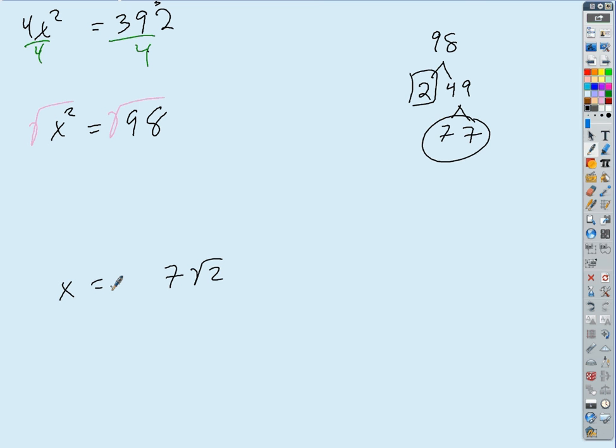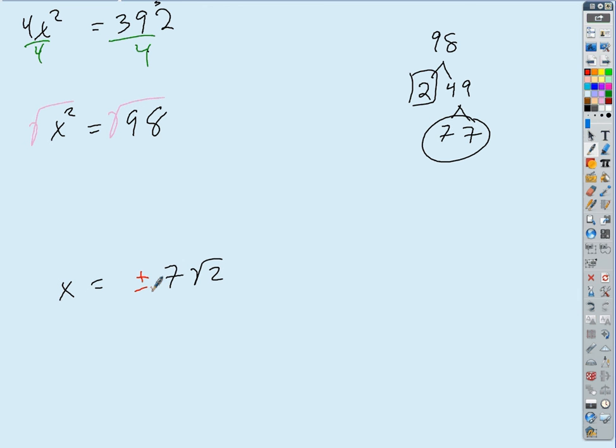You don't remember this? What happens if I square root both sides of an equation? What do I always have to include when I square root both sides? I gotta put a plus or minus there. Remember that? Okay, that's a rule.